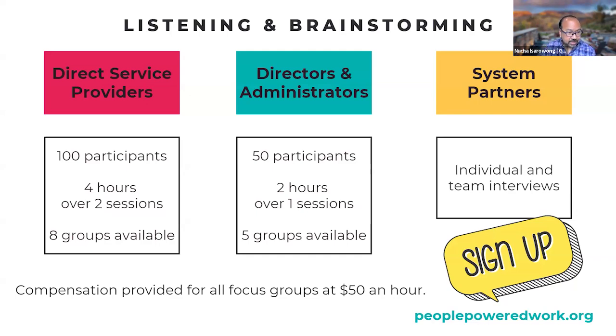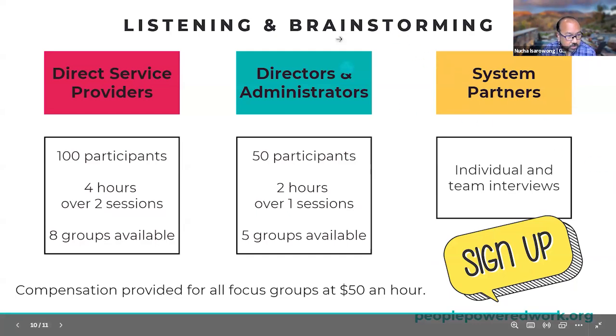I will show you in a second some of the groups that are available, because we did keep in mind the need for affinity groups, especially for groups that come from communities targeted for oppression and have been mostly impacted by those systems of oppression. For directors and administrators, we're looking to engage 50 participants in 2-hour focus group sessions, one session each. And we're looking at about 5 groups. And then systems partners will be interviewing both individuals as well as teams.